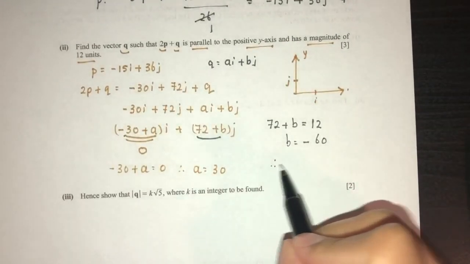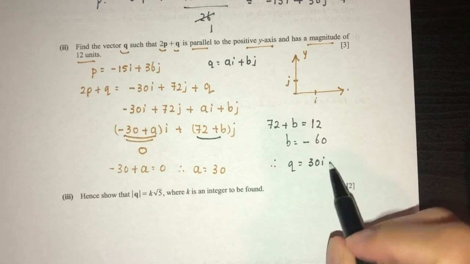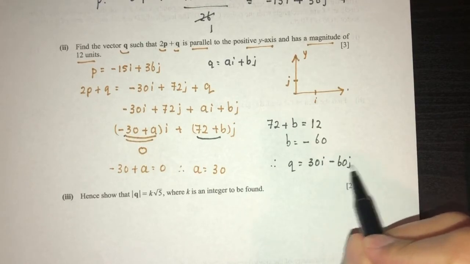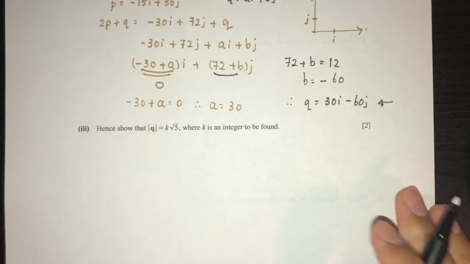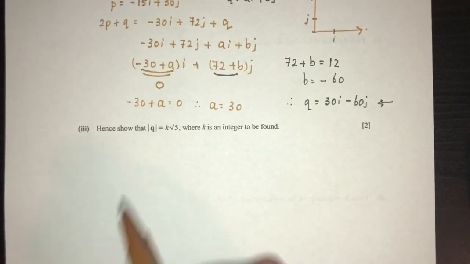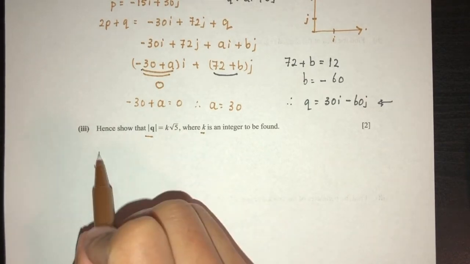So q finally is equal to 30i minus 60j. That is your value of q. Now part 3: hence show that the magnitude of q is equal to something like this, where k is an integer to be found. Pretty easy.